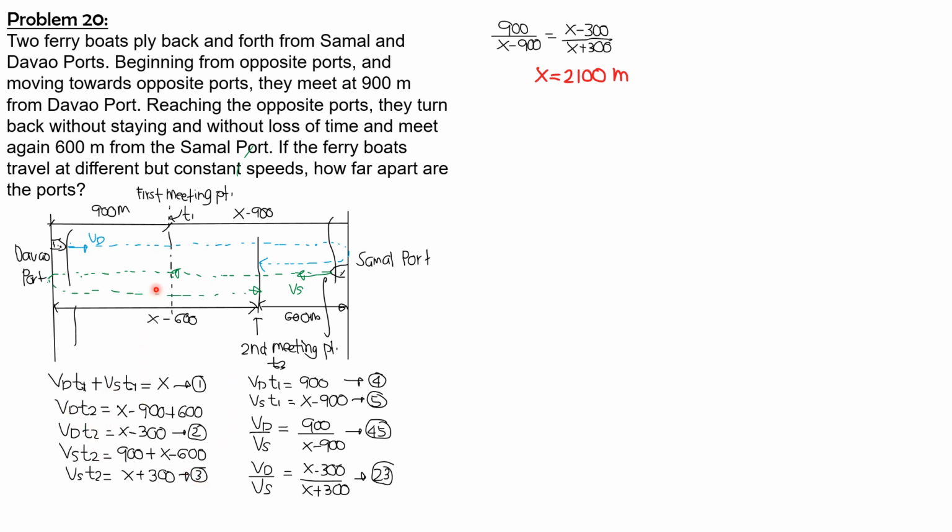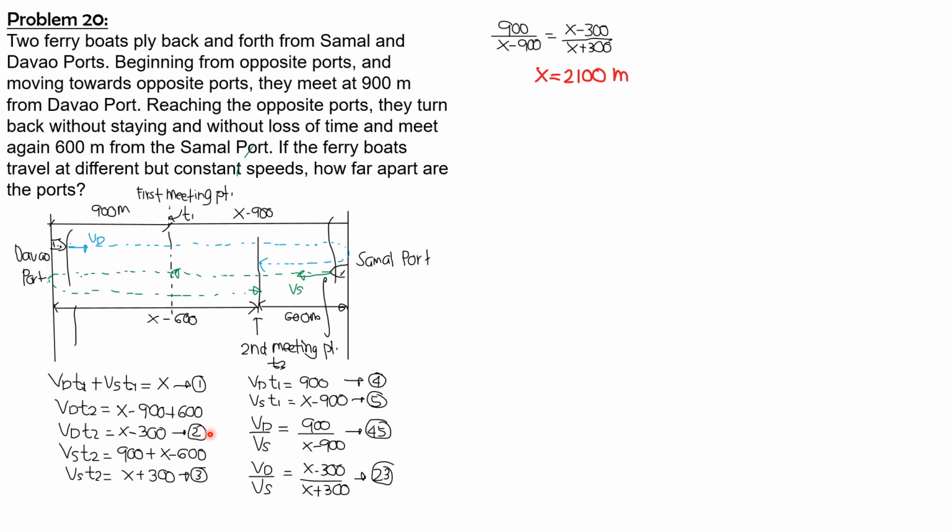Also, v sub d times t1 equals 900. This is the distance traveled after the first meeting by the ferry boat from Davao. So this is the total distance traveled, and this distance is x minus 900 plus 600. So speed of the ferry boat from Davao times t2 equals this total distance, x minus 900 plus 600. Simplifying that, v sub d t2 equals x minus 300.